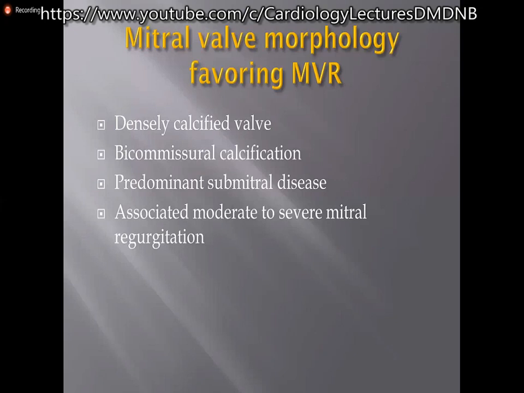But if commissures are fibrotic, then least resistance is not across the commissure, it is across the anterior mitral leaflet, resulting in severe MR. You can always write down if there is a bicommissural fibrosis, if there is a bicommissural calcium, even if rest of the leaflets are free from calcium, definitely they develop post-procedure acute severe MR due to leaflet tear. And predominant subvalvular disease and associated moderate to severe mitral regurgitation.